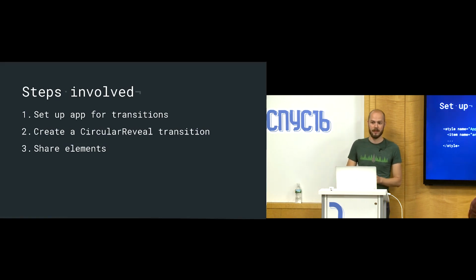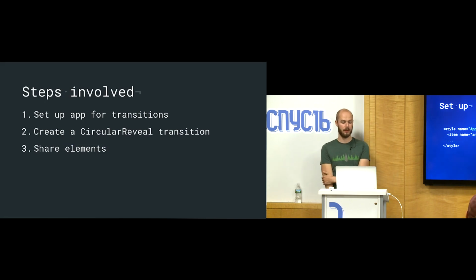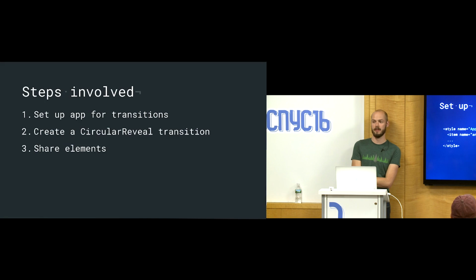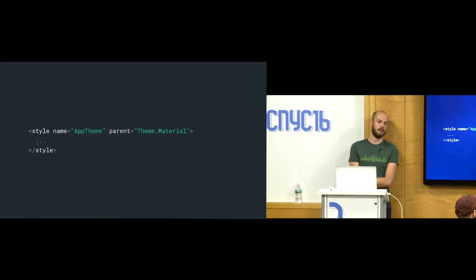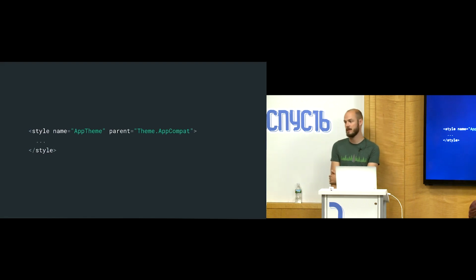The setup is fairly straightforward. You just say window activity transitions, set this to true, either within your app theme or within the activities that you're running this on. But the cool thing is if you either inherit your theme from Material or AppCompat, you get this for free because those have this already turned on in their themes.